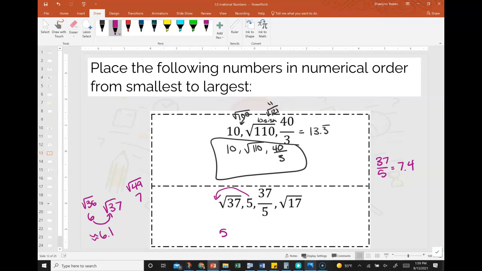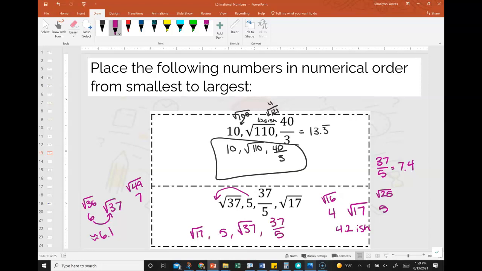Now let's talk about the square root of 17. So we know it's bigger than 4 because 4 is the square root of 16, but we know it's smaller than the square root of 25, because that's 5. And it's just barely bigger than 4. So I'm going to say it's like a 4.2-ish. Could be slightly smaller, could be slightly bigger. It's ish. We'll put ish. So I know that the square root of 17 is smaller than 5, the square root of 37 is bigger than 5, and 37 fifths is bigger than that.